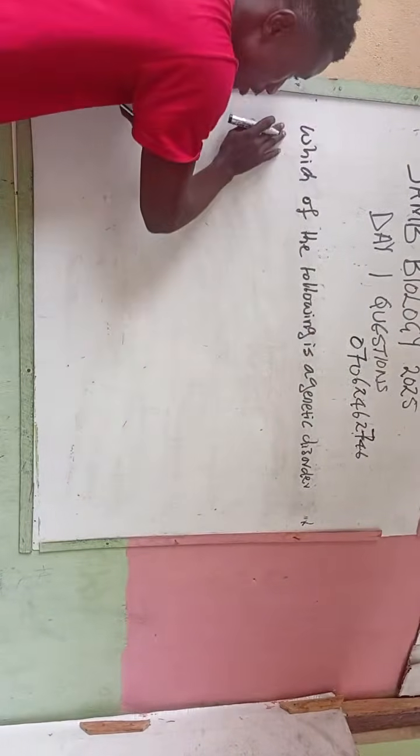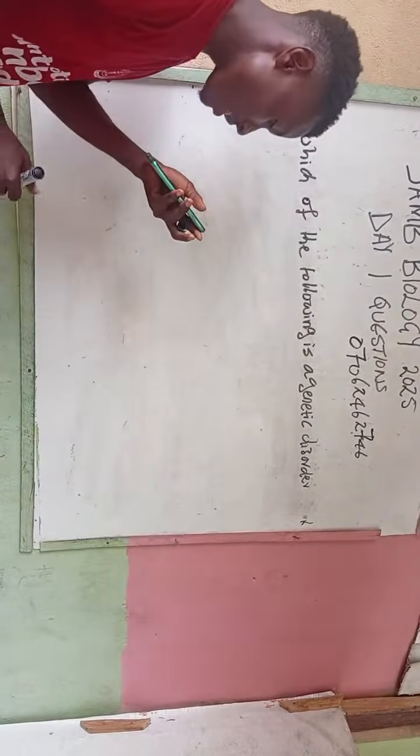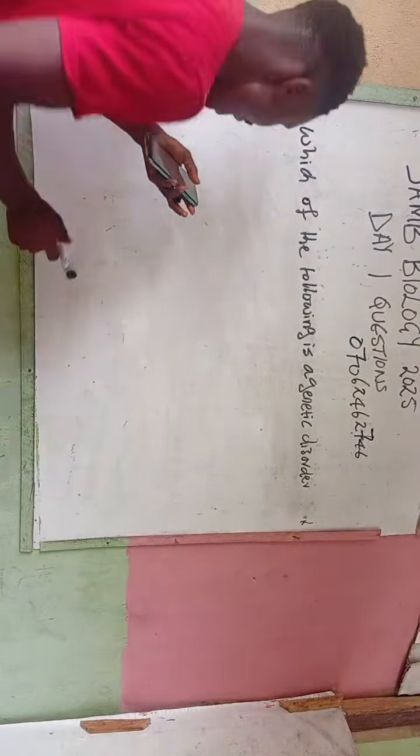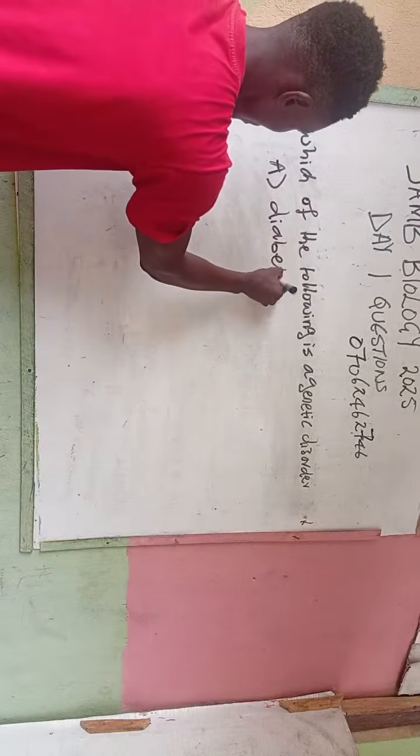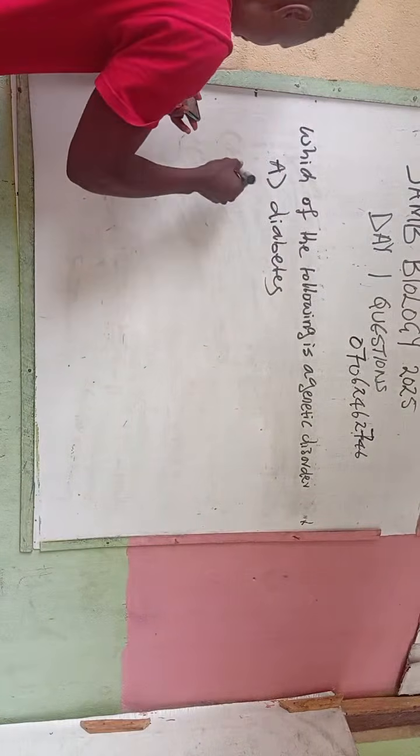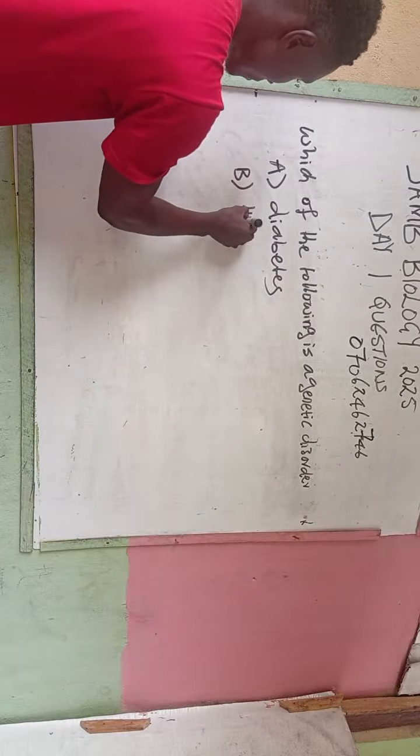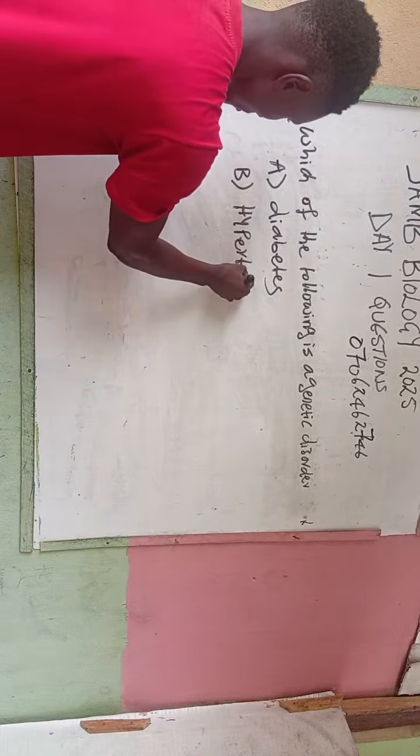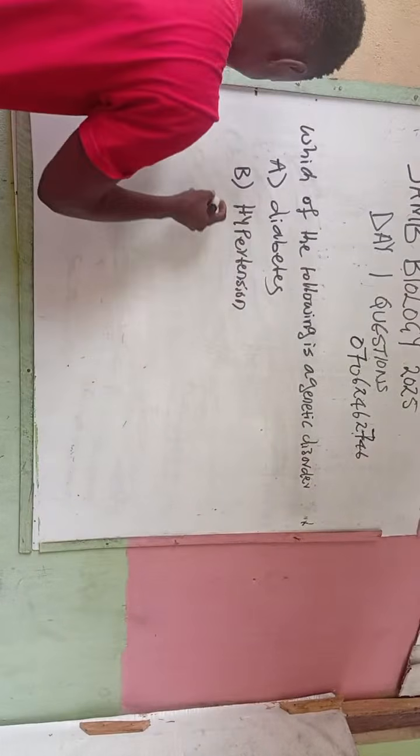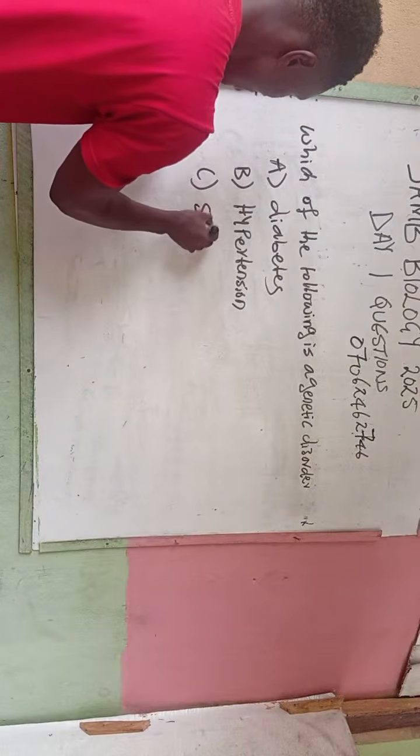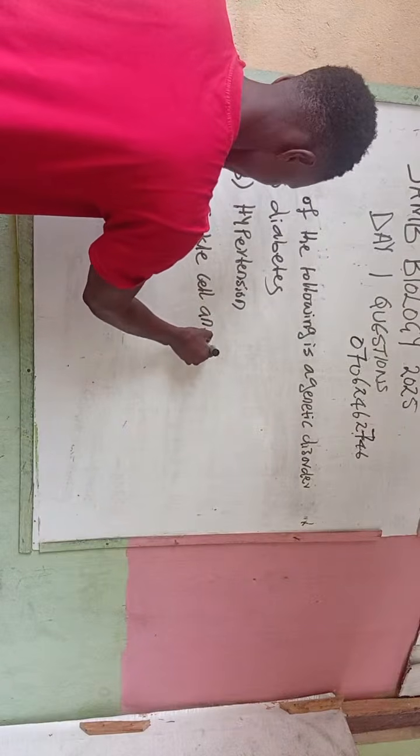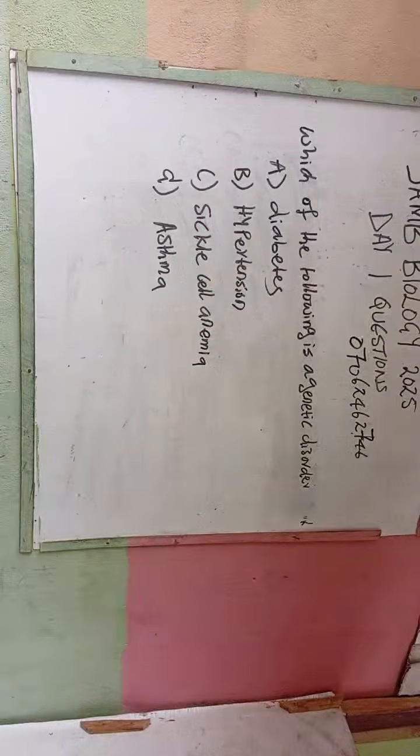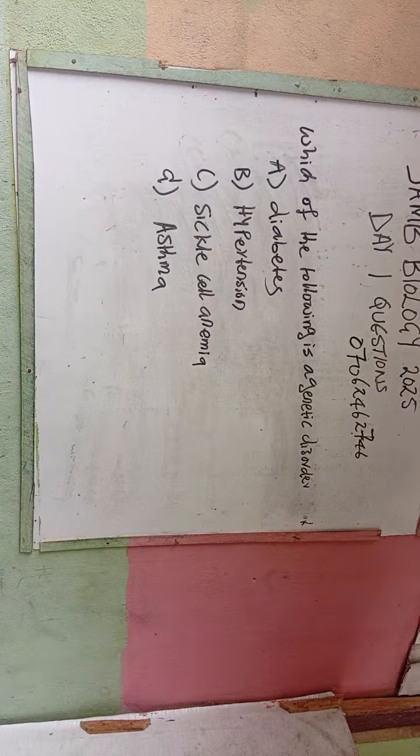So the question is, which of the following is a genetic disorder? We have A. Diabetes. B. Hypertension. C. Sickle cell anemia. And so the question is, which of the following is the genetic disorder?